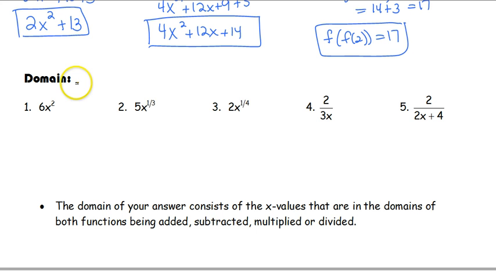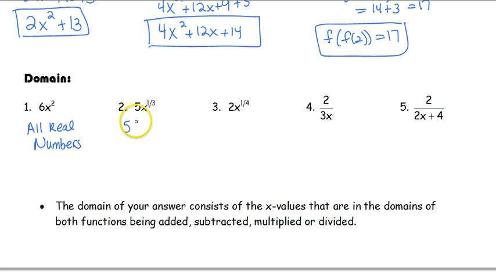2 squared is 4, okay. Can I plug in fractions? 1/2 squared is 1/4. I can still get an actual answer. Can I plug in negatives? Well, negative 4 squared is a positive 16 times 6, we've got an answer. If I'm squaring my number, I have no restrictions, which means my domain would be all real numbers. When we go to number 2, we've got 5 times x to the 1/3.